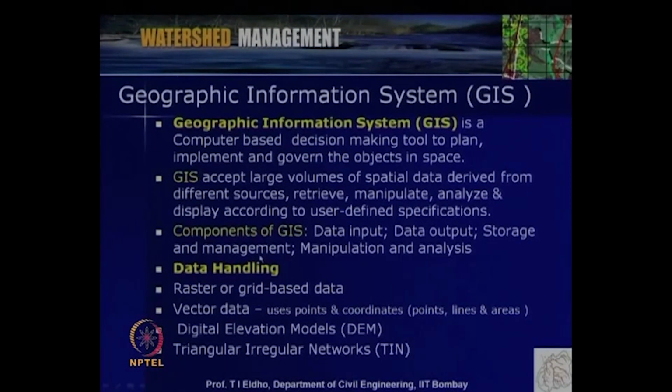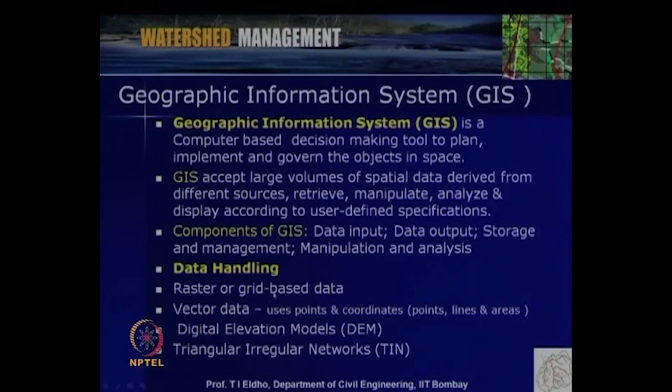The main aspect is data handling. GIS is a tool for data handling. The data can be raster or vector. Raster generally means a grid based system. We can have a grid like this, and then represent various objects or various data with respect to this grid. That is the so called raster based data. The data can also be vector based, where we can use points, coordinates, lines, polygons, areas, etc. That is the vector based data set.